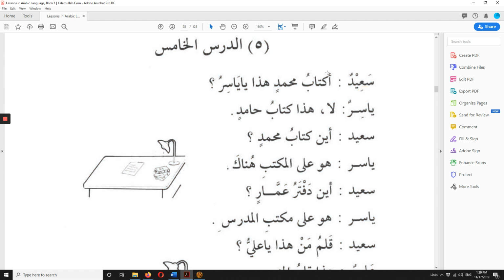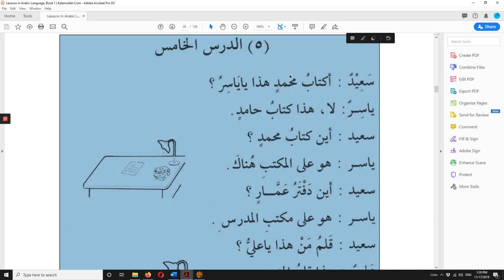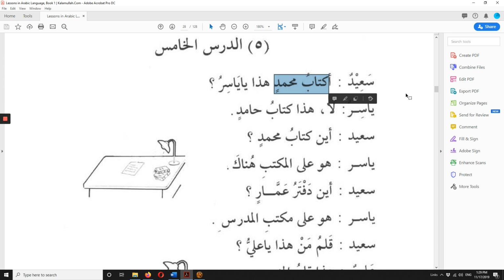But here we have the particle there, which they call harf istifham. It's an interrogative particle, meaning that it's just there to show you that this sentence is a question. And then we have Kitabu Muhammadin. So Muhammad's book. So instead of being Kitabun, it's Kitabu. Why? Because it's possessed by who? By Muhammad. So Muhammad is not Muhammadun, it's Muhammadin, because he is possessing the kitab here.